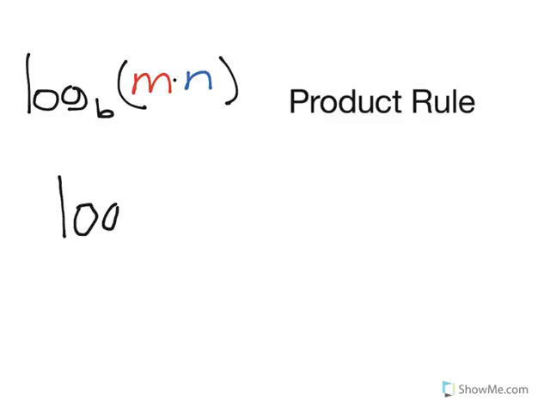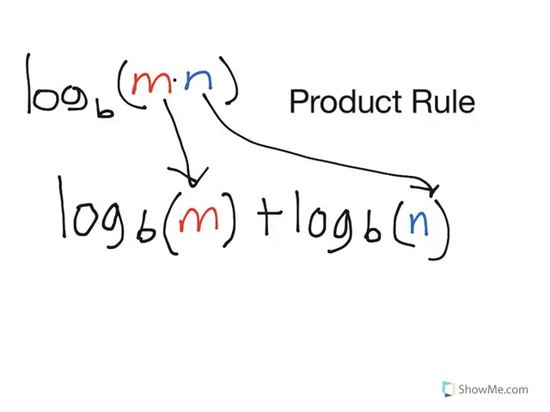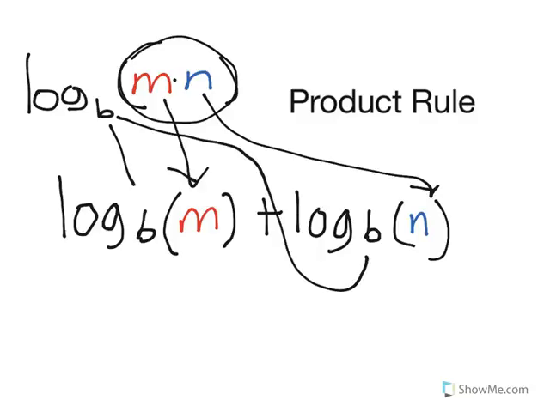So, actually we'll color code that. As you can see here, they were multiplying inside of the original log, and we kept the same base, and then we changed them into two separate logs that we're adding.